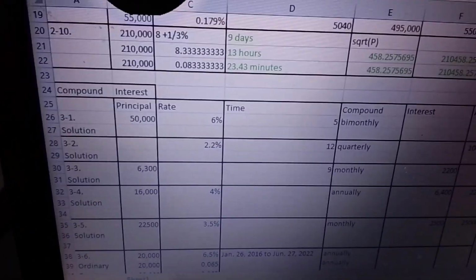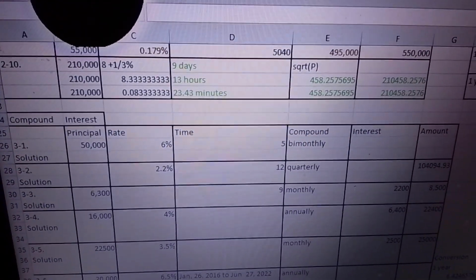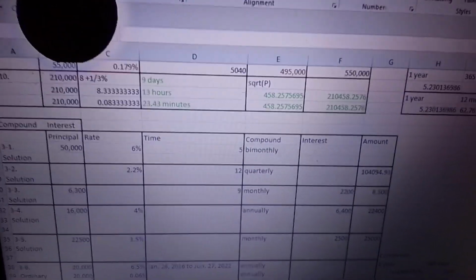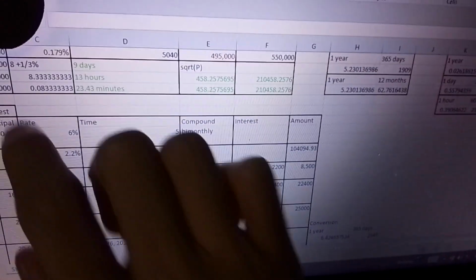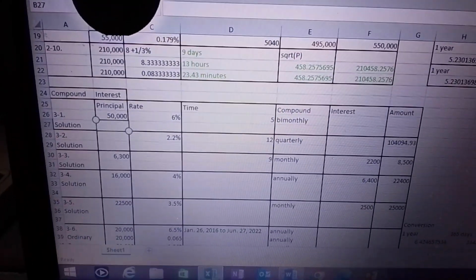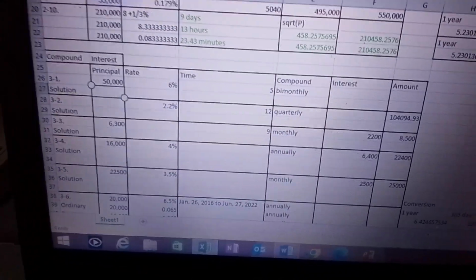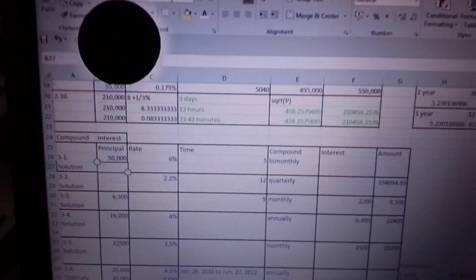So, let's start with number 1. We have our principal of 50,000 pesos and a rate of 6%, our time of 5 years. Compounding period is bi-monthly. So, what's the first thing that we're gonna do? First, we write the formula, and we know that it's P times (1 plus R) raised to the T. Order of operation. Looking back at our guide, what comes first? R, right? We need to solve for R.